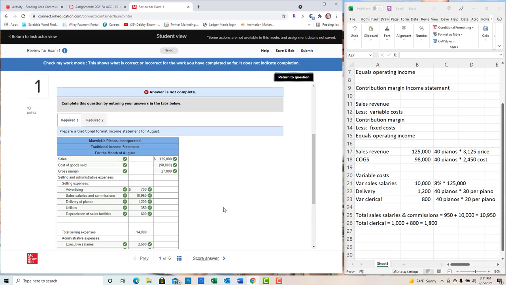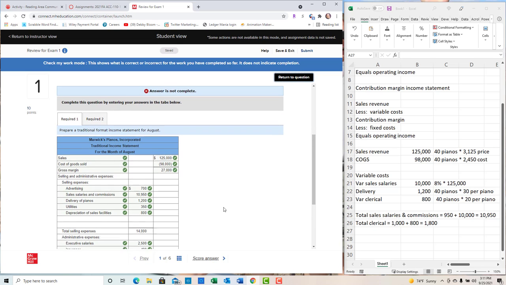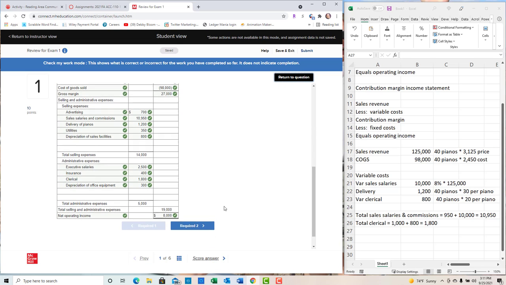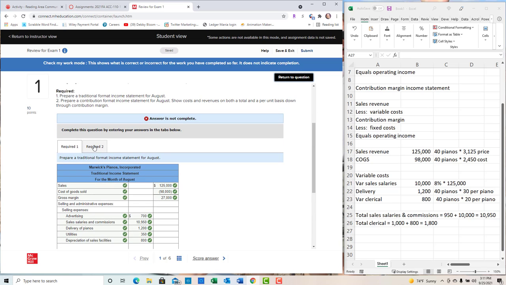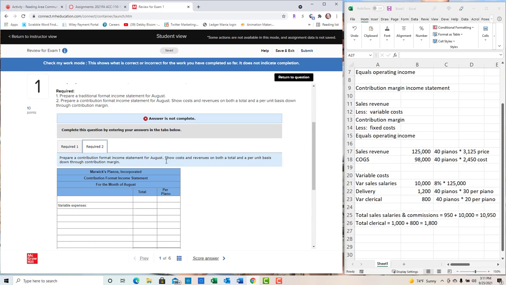All right. Now that we've got requirement number one, let us now move on to requirement number 2. So, under requirement number 2, we're going to start off with our same sales revenue.